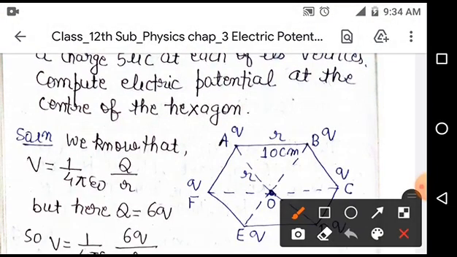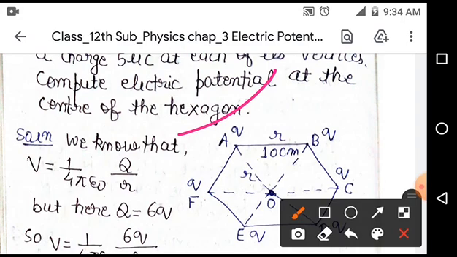So students, first of all we will discuss the diagram. In this diagram, A, B, C, D, E, F is a regular hexagon. It means it has 6 sides and each side is 10 centimeter and each corner contains a charge q. So O is the center, where all the diagonals of the regular hexagon meet.